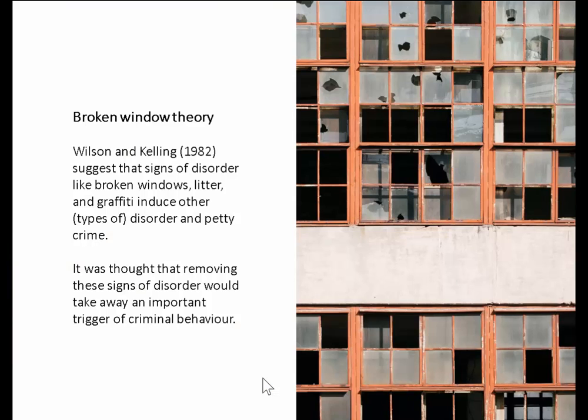Okay, so broken window theory, I already mentioned that. It's basically this idea that when you see signs of disorder, like broken windows or litter or graffiti and so on, that induces other types of disorder and petty crime. So if there's a lot of rubbish around, why should you follow the norms? Why should you behave?